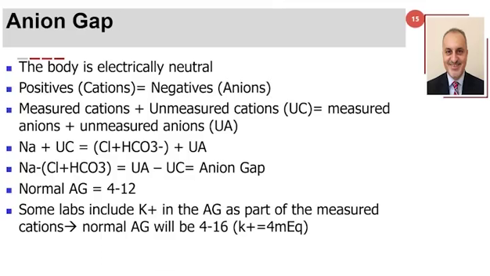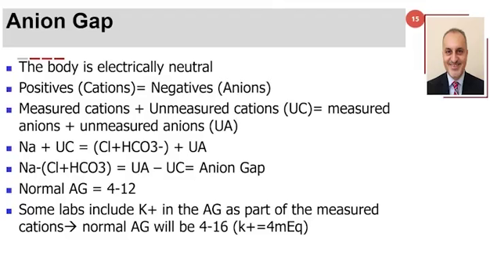can measure everything. The most important measured cation is sodium, and the most important measured anions are the chloride and bicarbonate. So if you put sodium plus unmeasured cations should equal the chloride plus the bicarbonate plus the unmeasured anions. And if you just remember basic math, you just put the similarities on one side. So basically sodium minus chloride plus bicarbonate equals the unmeasured anions minus the unmeasured cations, and this is exactly the anion gap. Normal anion gap is 4 to 12 as long as you have an albumin of 4.5.